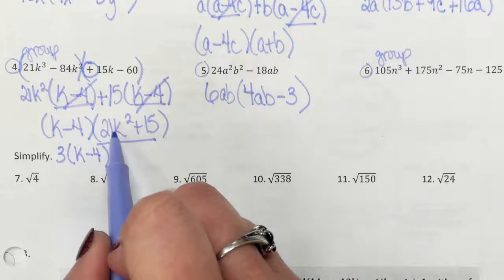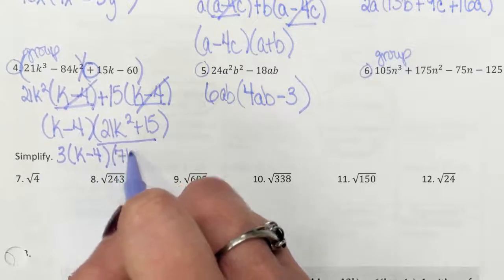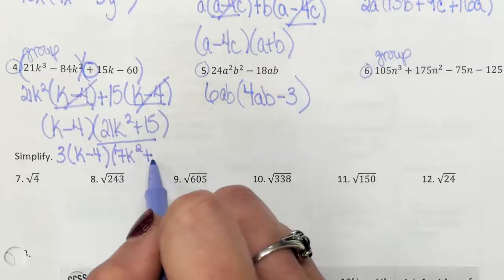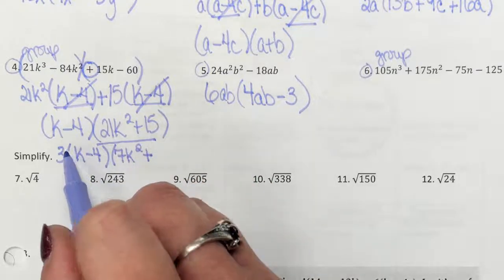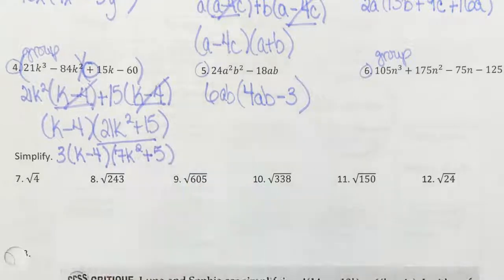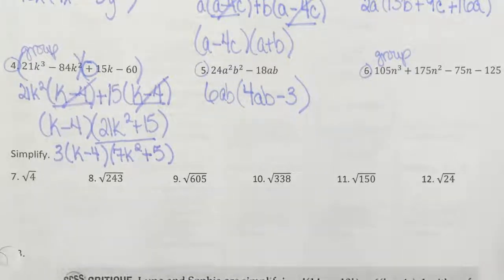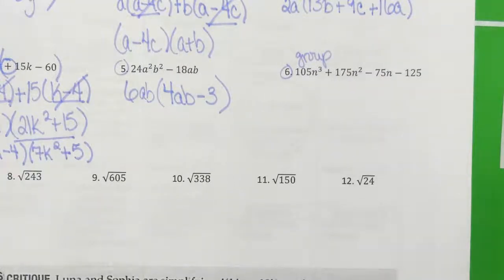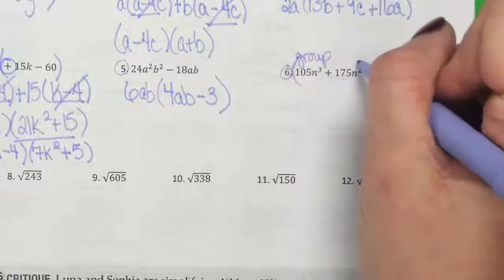All right, what's 21 divided by 3? 7k squared. And what's 15 divided by 3? 5. Perfect. Okay. Just to review from Algebra 1 and geometry. All right, what about number 6? How many terms does it have? 4. But as soon as you see it has 4 terms, you're going to group it.